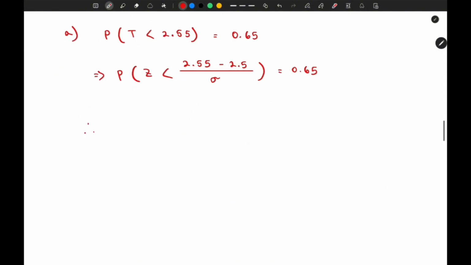So we can say that 2.55 minus 2.5 gives us 0.05. So 0.05 over the standard deviation is equal to 0.39, so the standard deviation is equal to 0.13.